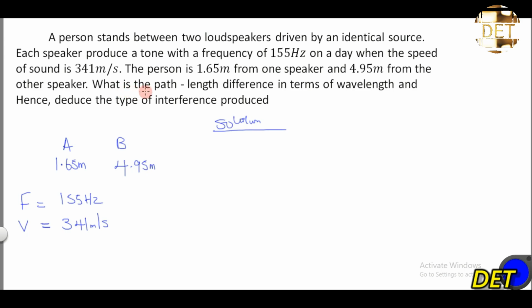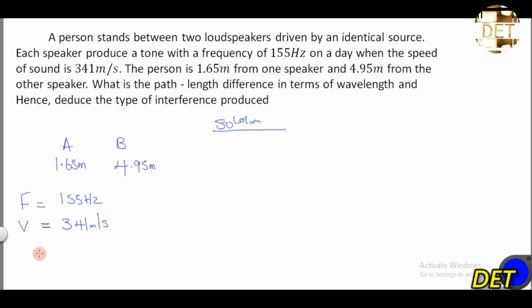Then the question is, what is the path length difference in terms of wavelength? And hence deduce the type of interference produced, right? So the first thing that we're asked to look for here is to look for the path length difference in terms of what?